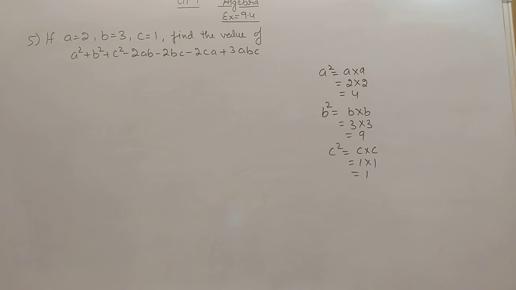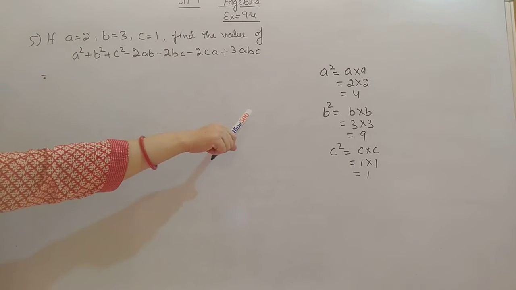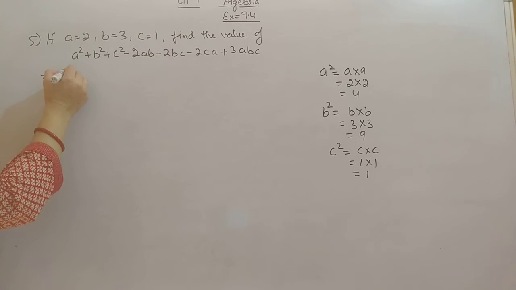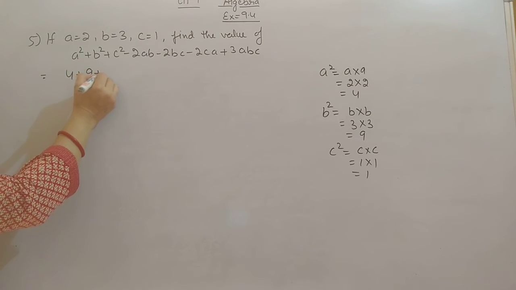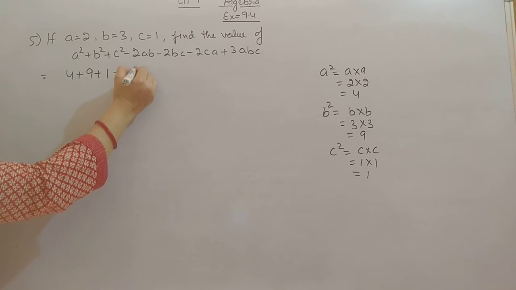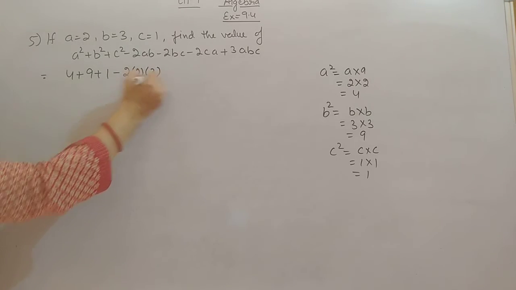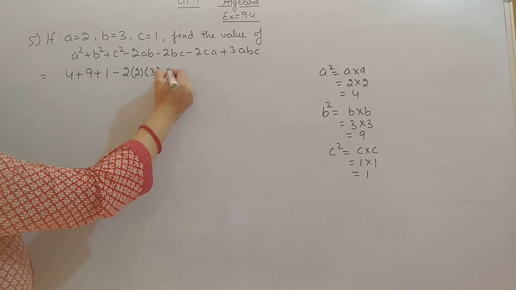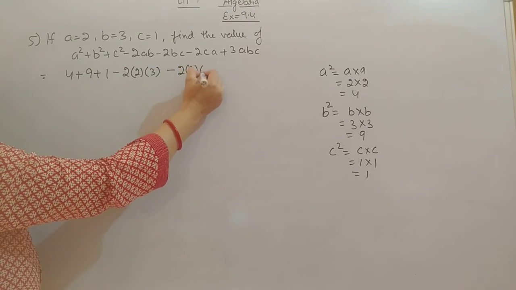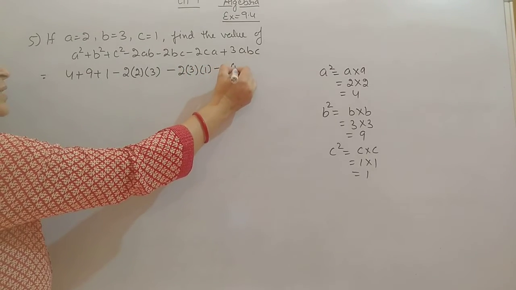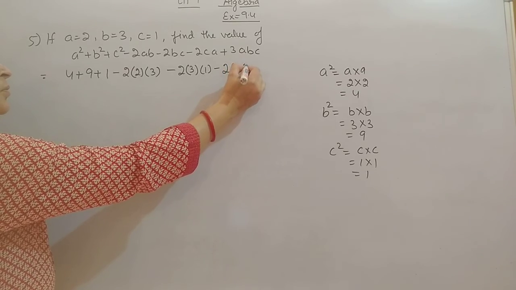Next question number 5. If a is 2, b is 3 and c is 1, find the value of a square plus b square plus c square minus 2ab minus 2bc minus 2a plus 3abc. So substitute here values of a, b, c. A square we have done before only. 2 into 2 means 4, b square 9, c square is 1, minus 2. A is 2, b is 3. Keep in bracket. Then second, 2, b is 3, c is 1. Then 2, c is 1 and a is 2.